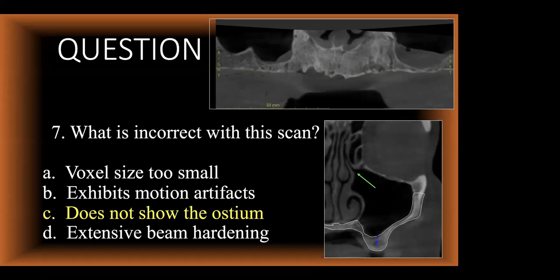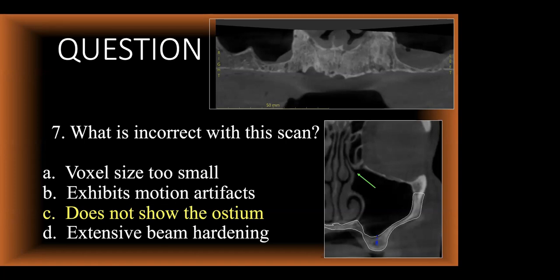Beam hardening is always seen around a metallic object, such as an implant. That's those radiolucent lines that you will see next to an implant that a lot of people think is bone loss. It's actually just beam hardening from the CBCT. The answer is C, does not show the ostium.